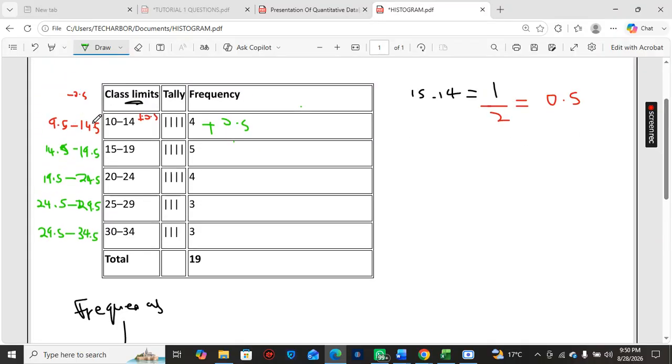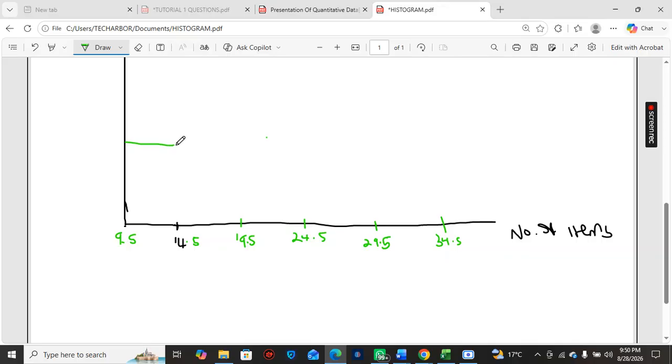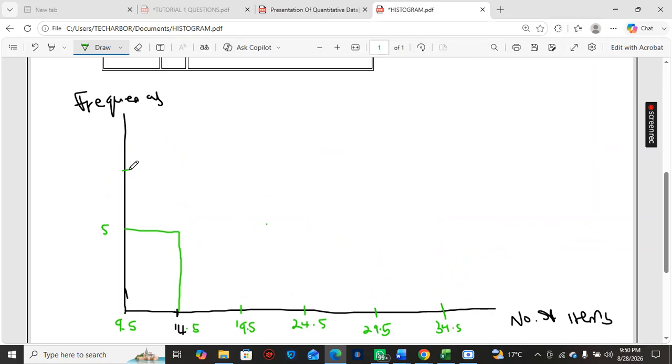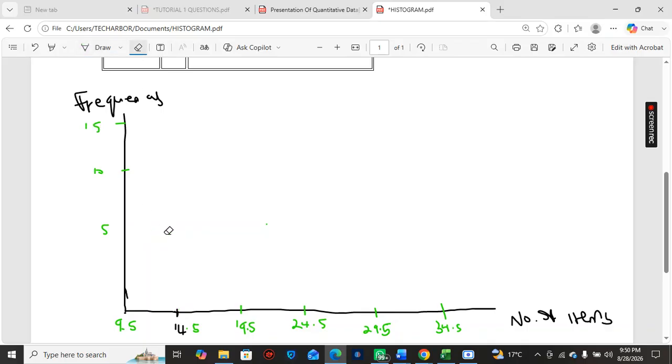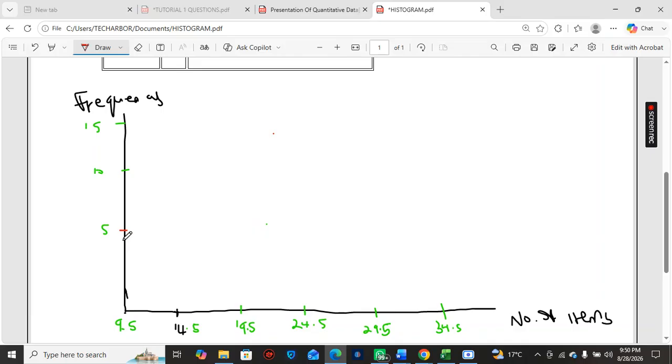From 9.5 to 14.5, we've got 4. The frequency is 4, so you put it like this. Or maybe let me put it in a proper scale, because in the exam they want you to put this in a proper scale. So we'll put here on our y-axis 5, 10, 15. From 9.5 to 14.5, we have 4. 4 is under 5, so put it like this.